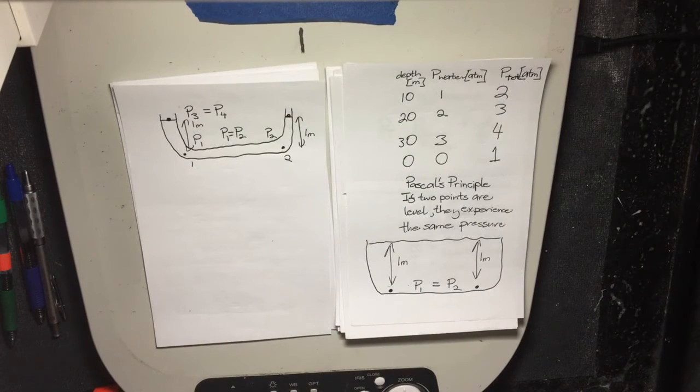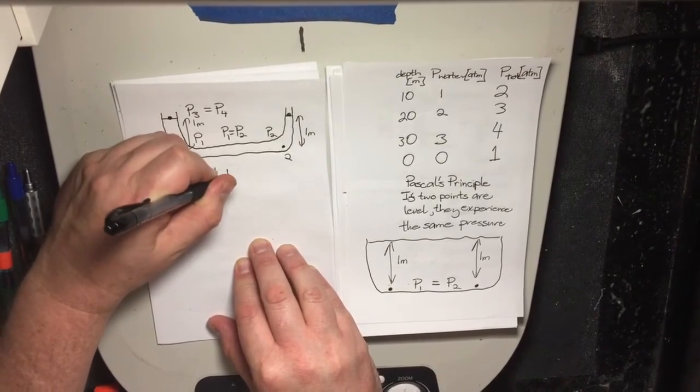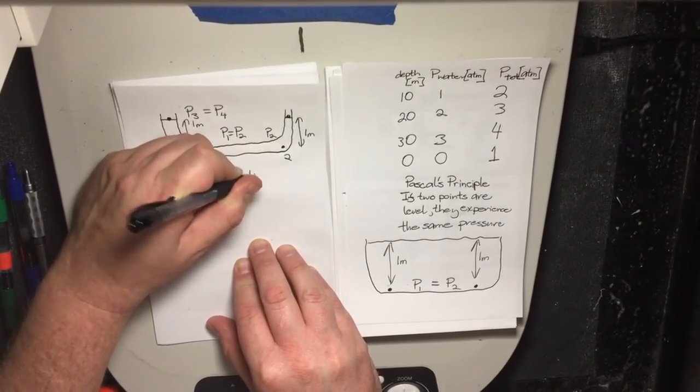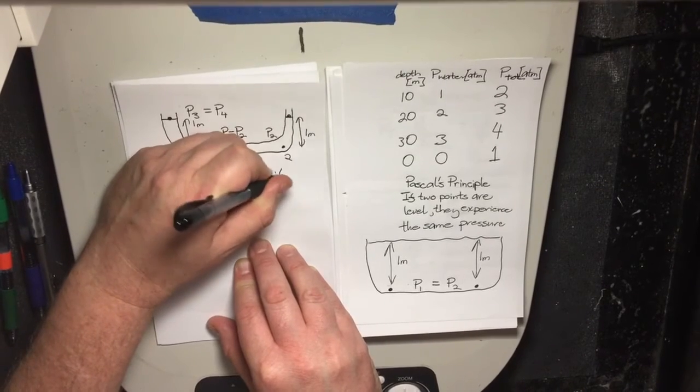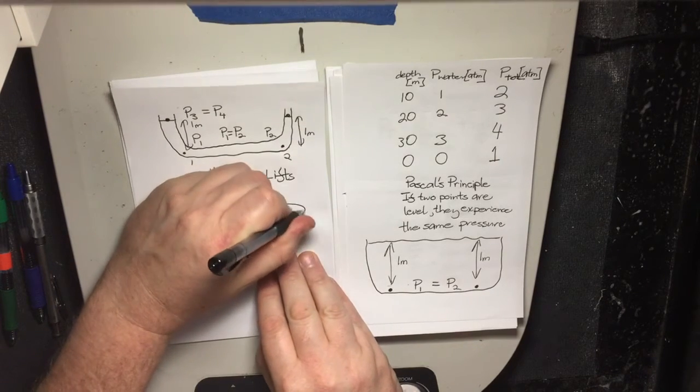One of the things we can do to take advantage of this principle is talk about hydraulic lifts. With hydraulic lifts, you go and get your oil changed. They roll the car onto a support structure, hit a button, and the thing just lifts up. How does this happen? We have our car.